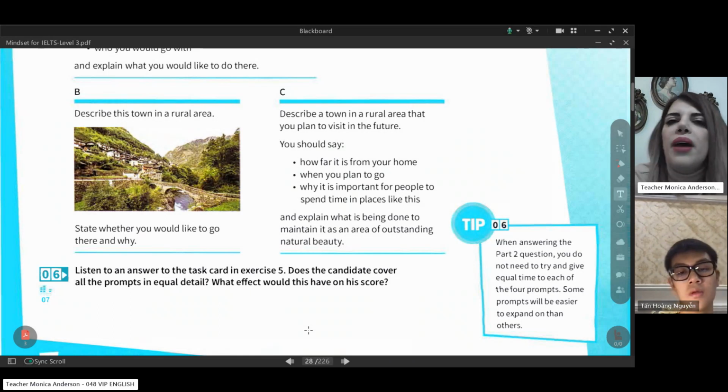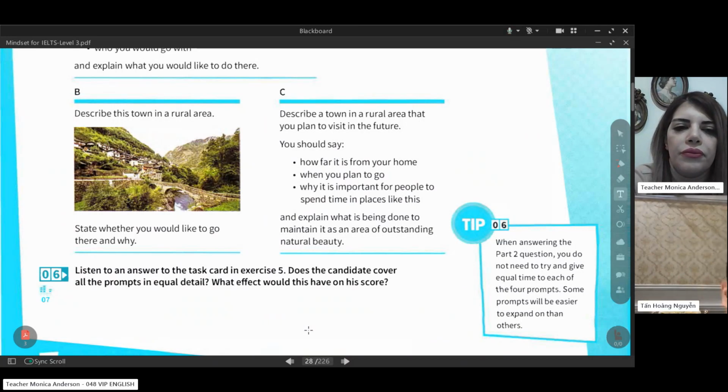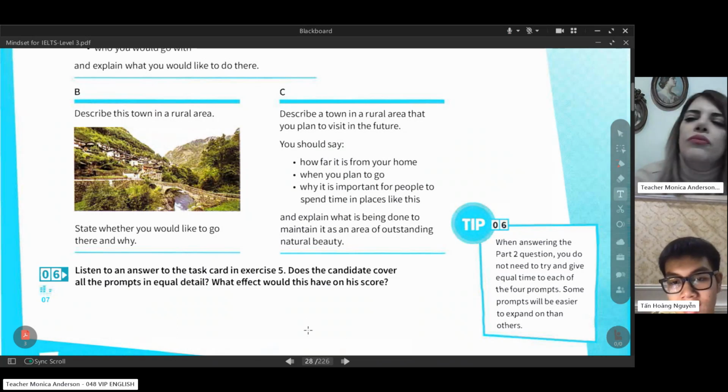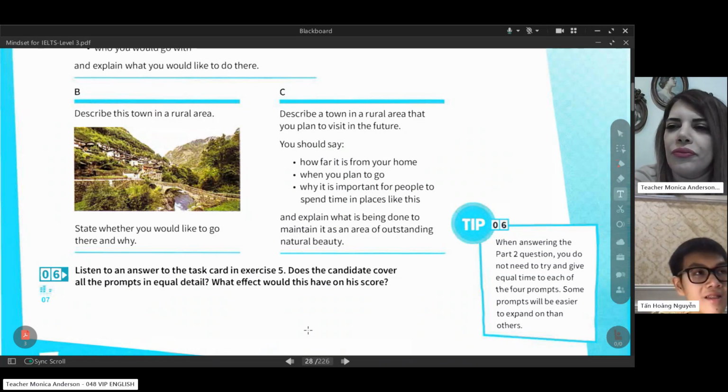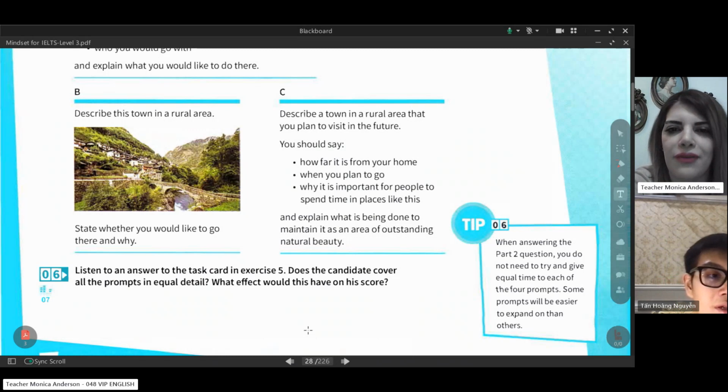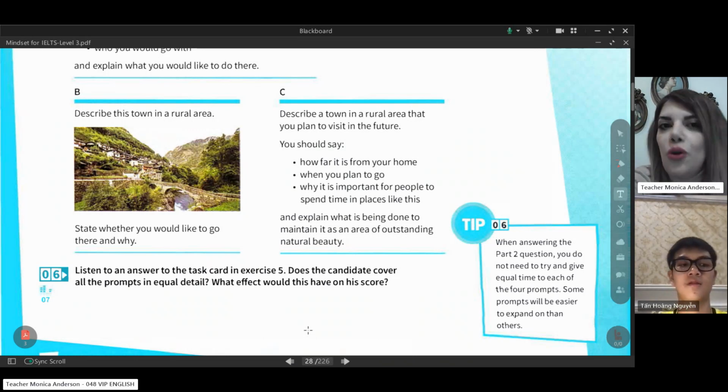Well, okay, what do you think about the candidate's answer? I think, according to my listening, that he is a native speaker. Okay, so he was a native speaker, according to your view? No, of course.